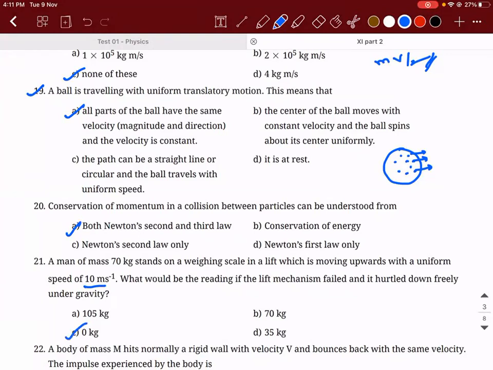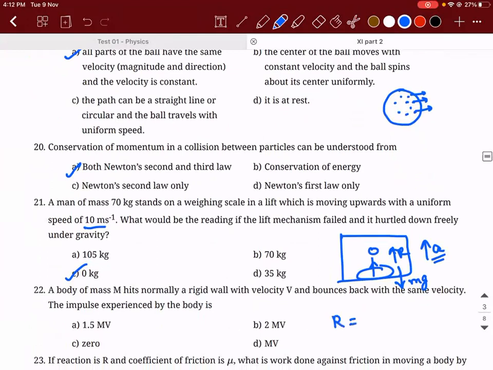So the concept involved here is, if there is a lift like this, there is a person standing here. The person's weight is acting down, right? The person's weight is acting down and there will be a reaction force acting in the upward direction. So if suppose the lift had been moving in the upward direction, what would have been the value of the reaction force that would have been captured?